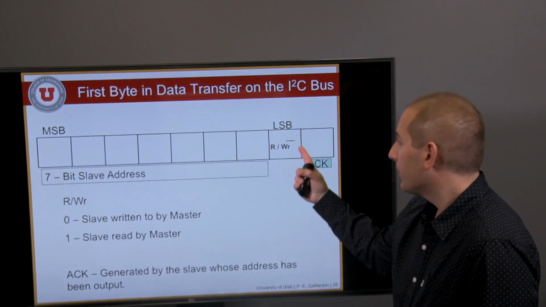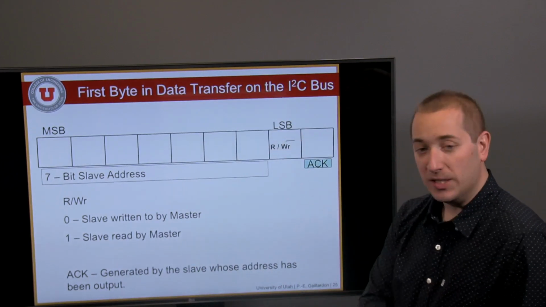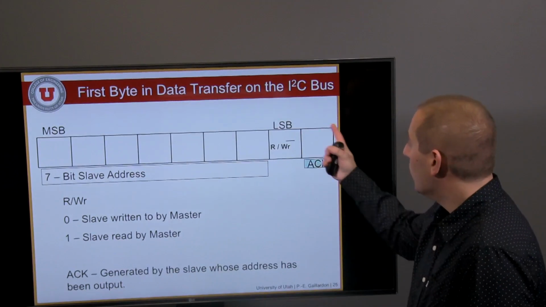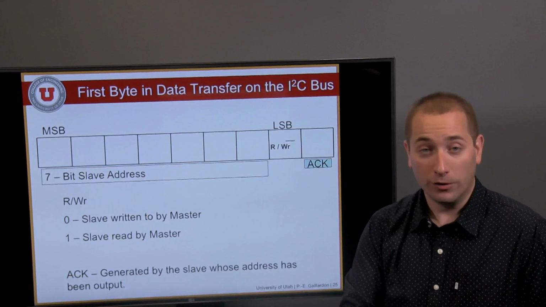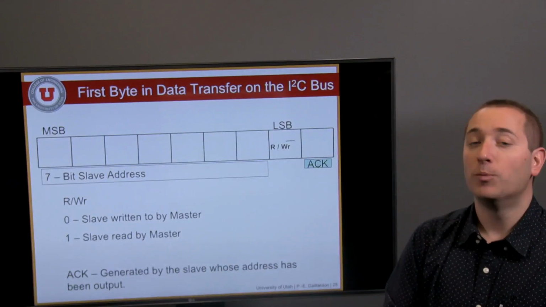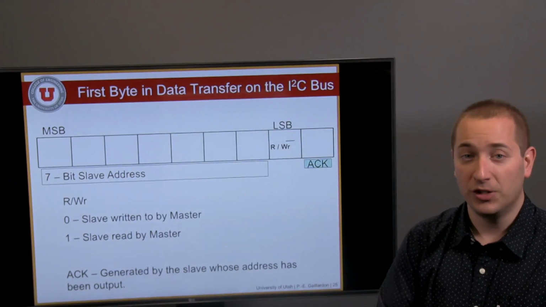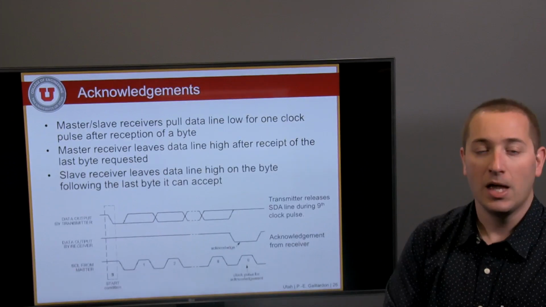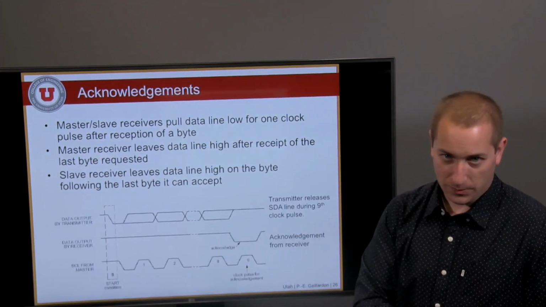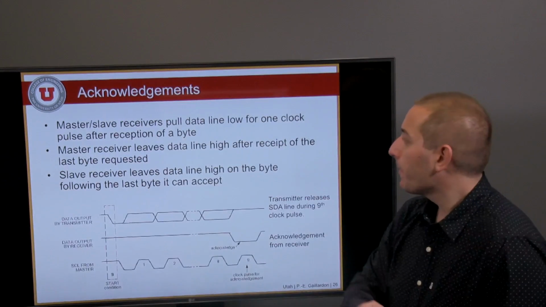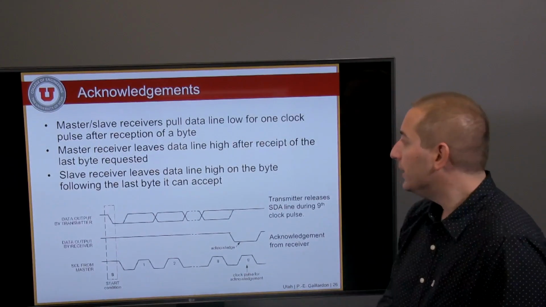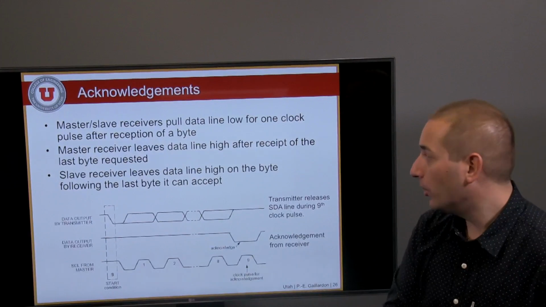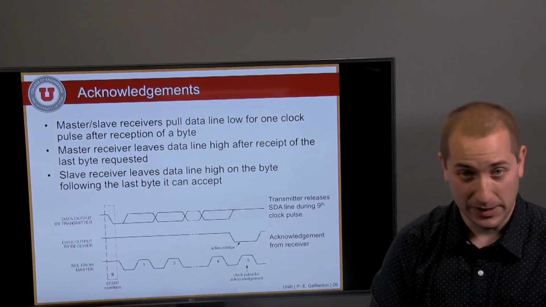Once this 8th bit has been sent, the bus will be waiting for an acknowledgement bit generated by the slave to confirm that the address has been properly received and that we can proceed further with the communication. Let's actually look more into acknowledgements. The receiver will basically pull the data line low for 1 clock pulse after the reception of a byte.